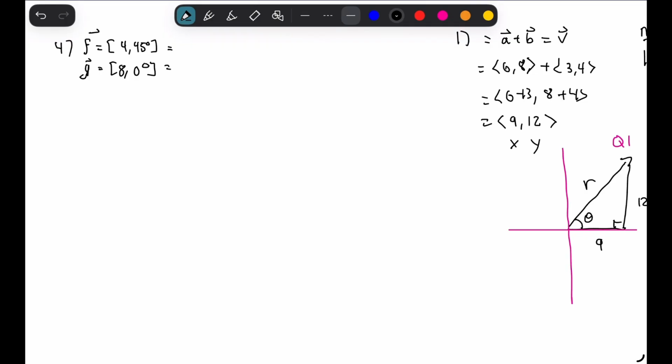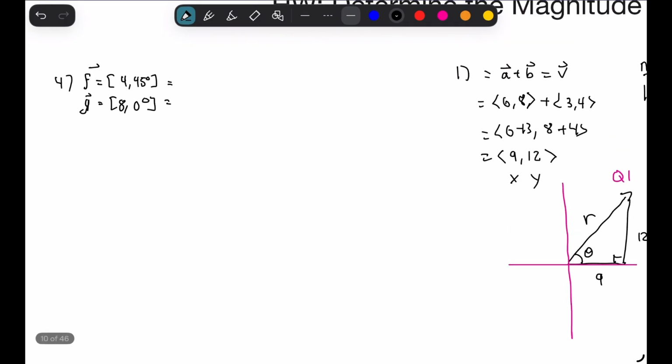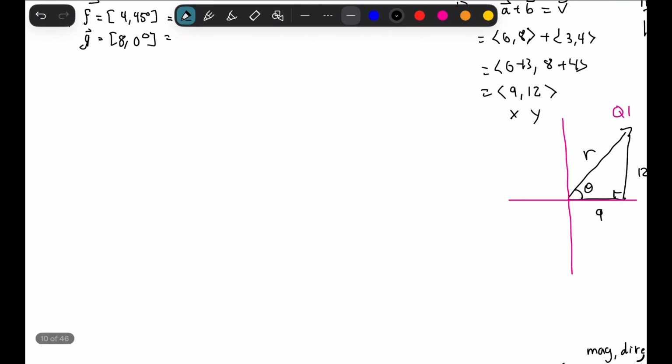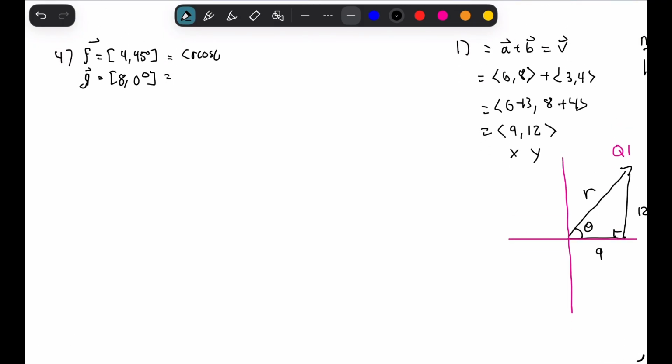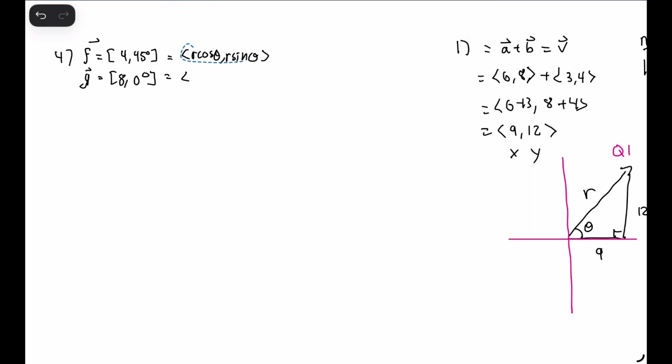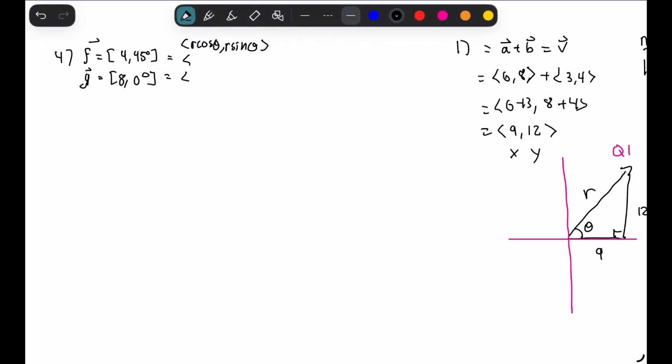when you have component form, when you have a vector with a magnitude that is going to be r, and your direction is theta, you're going to have r cosine of theta, r sine of theta. And that's going to be for both of these. Just write that once, actually. So in order for us to find vector f, we're going to have to do 4 cosine 45 degrees and 4 sine 45 degrees. Here we are going to have 8 cosine 0 degrees, and then we're going to have 8 sine 0 degrees.